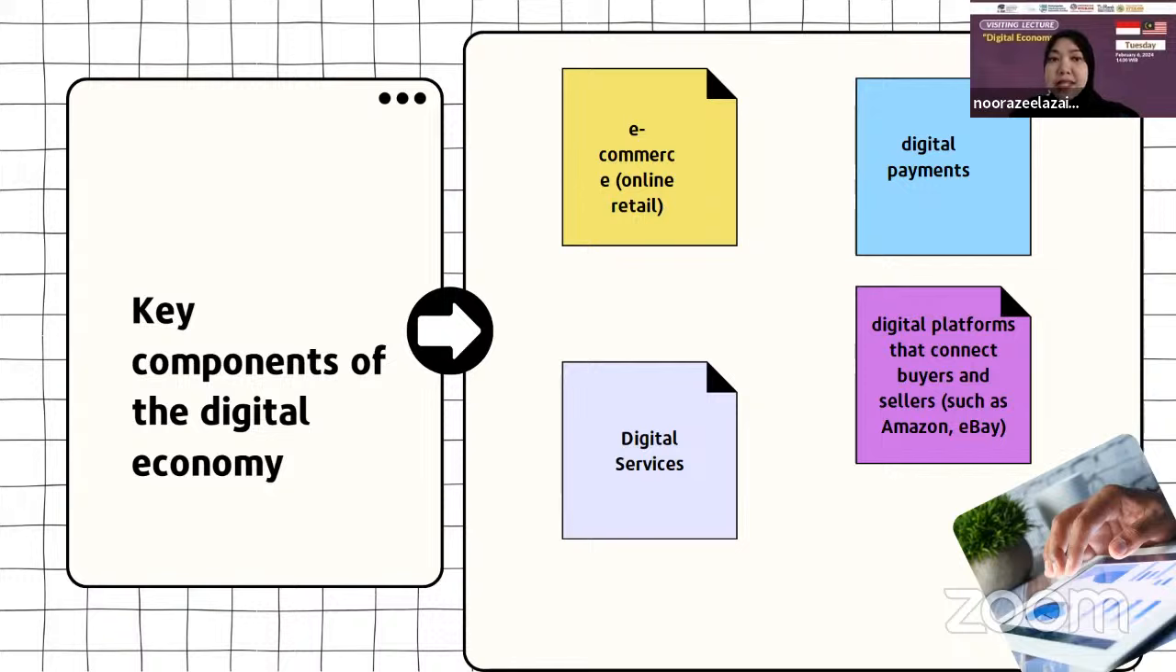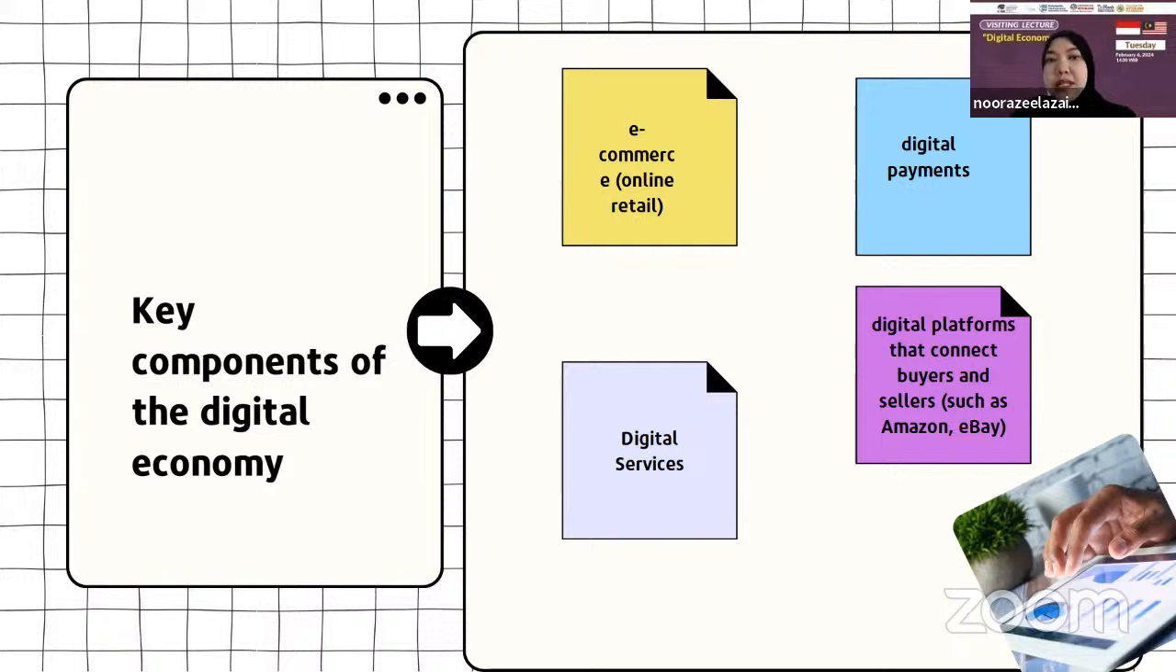The next key component of the digital economy is digital payment. Digital payment encompasses electronic payment methods that enable the transfer of funds between individuals, businesses, and financial institutions electronically. Digital payment methods include credit and debit cards, mobile wallets, online banking, peer-to-peer payment apps, and cryptocurrency. Digital payment offers convenience, speed, and security, facilitating online transactions and enabling financial inclusion.